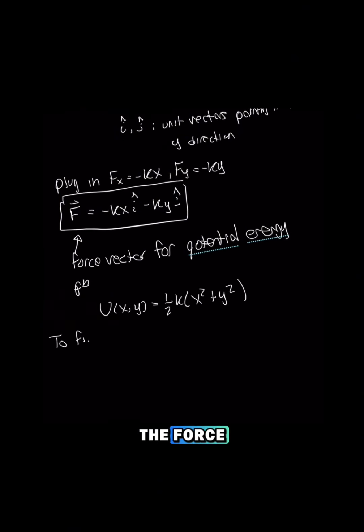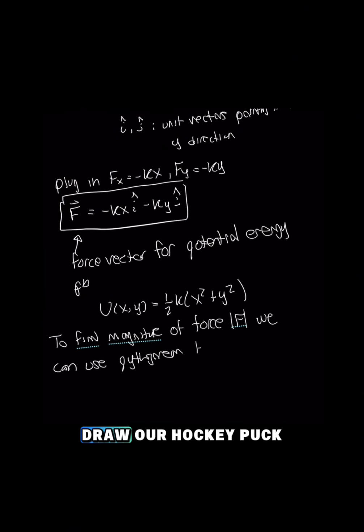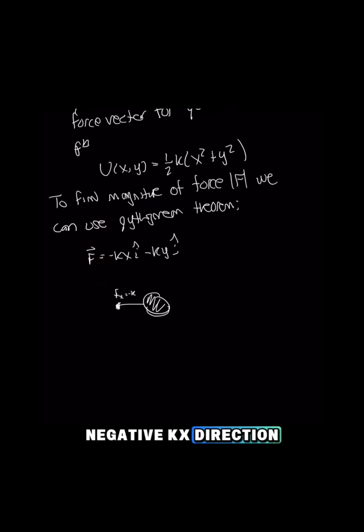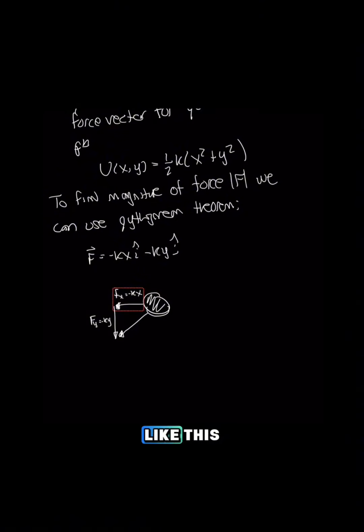To find the magnitude of the force, we can use the Pythagorean theorem. To draw our hockey puck here, the force in x is going to be pointing in the negative x direction, and then the force in y is in the negative y direction, and so it looks like this. The magnitude of the force is going to be our total displacement. We can use the Pythagorean theorem to find it.